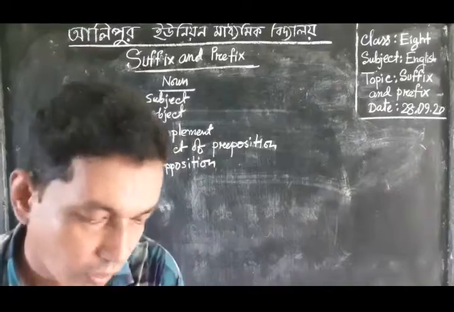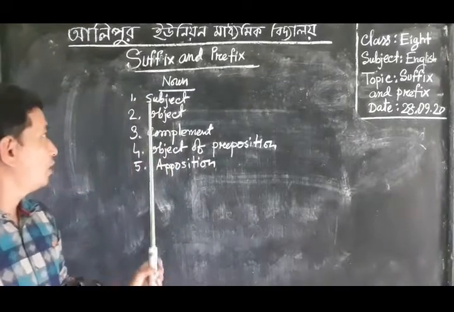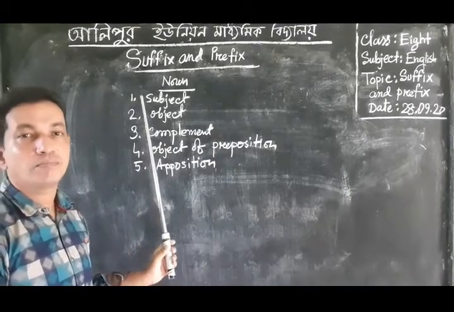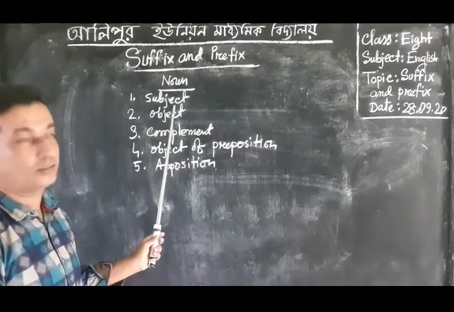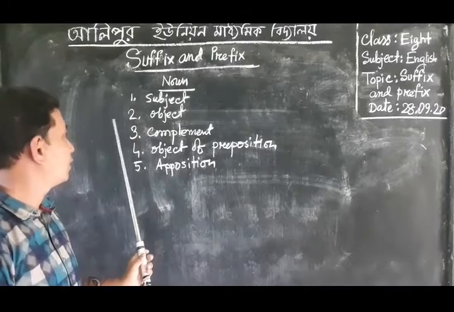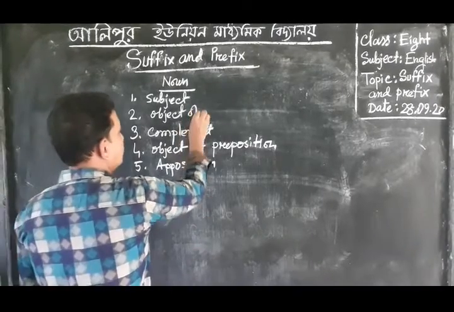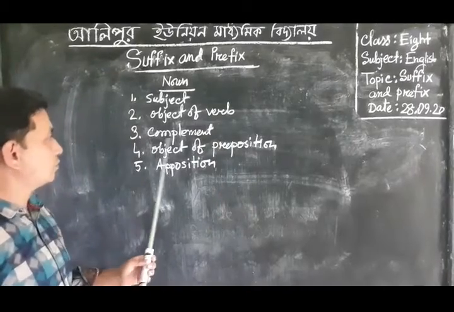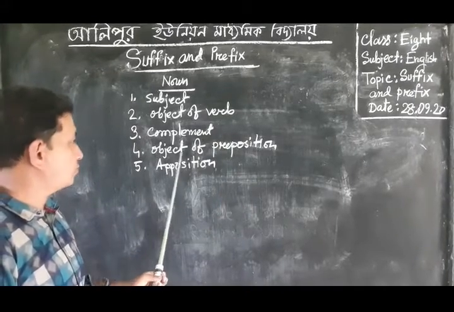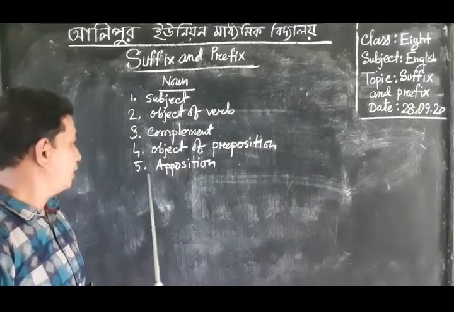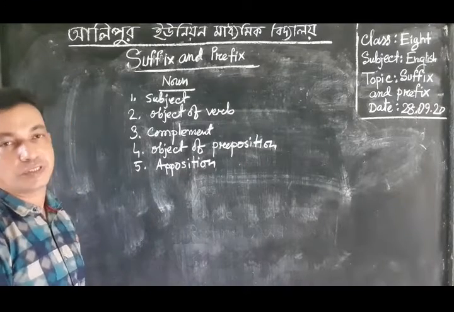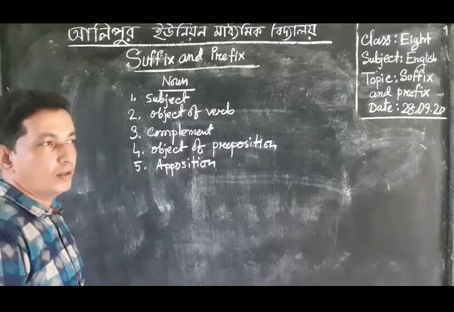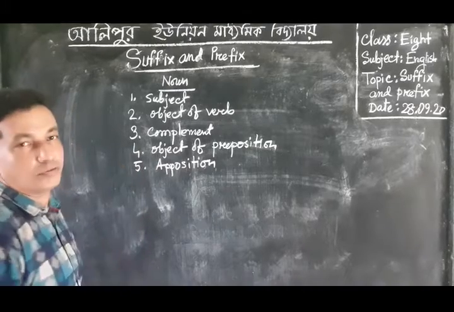Dear learners, look at the blackboard. I have written the position of noun. There are 5 positions of noun. First of all, subject, object, object of verb, third, complement, fourth, object of preposition, and last of all, apposition. These 5 types of position of noun.